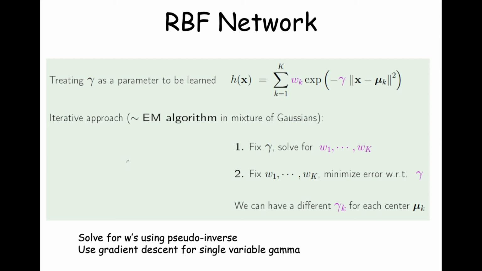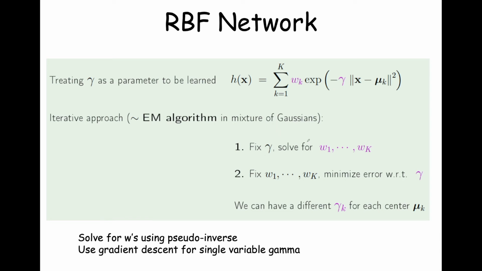And this is a special case of mixture of Gaussians and a special case of expectation maximization, because we have our Gaussian part, which is e to the minus some exponent, and then we have our weighted combination of those Gaussians.